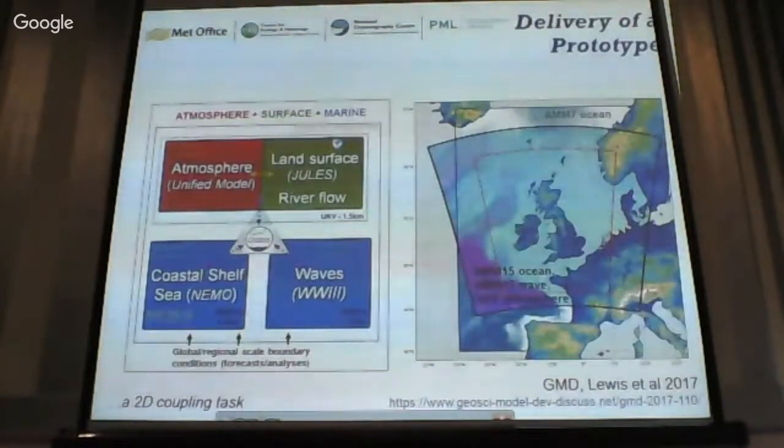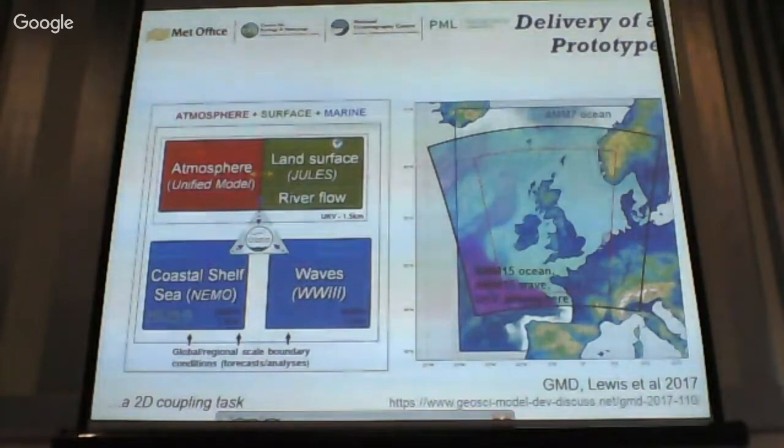In terms of what that's now delivered, we have a prototype system, which is a Unified Model atmosphere coupled directly to the JULES land surface model, in which we've put a river routing component. And then we use the WaveWatch III wave model and a NEMO configuration for our shelf model. This picture on the right-hand side shows the domain. Hopefully you can see that in a black outline of where we are.